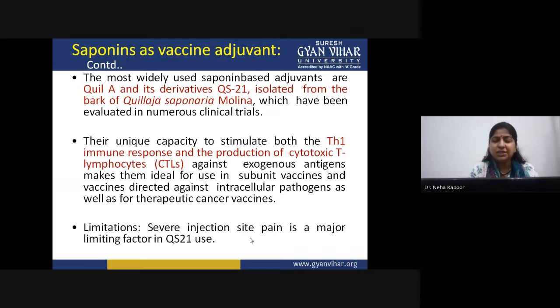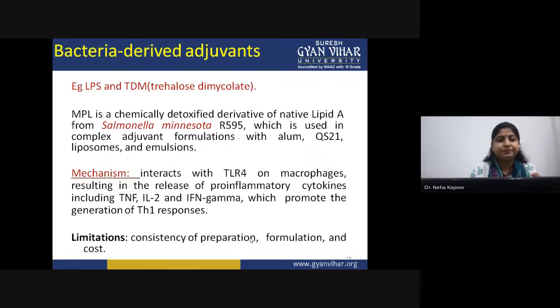However, there are certain limitations also. Whenever you use these saponin-containing vaccines, you observe severe injection site pain, which is a major limiting factor whenever you use the QS21 derivative of saponin as adjuvant.